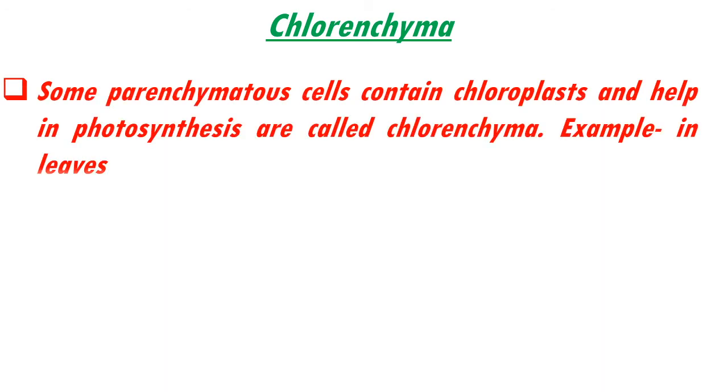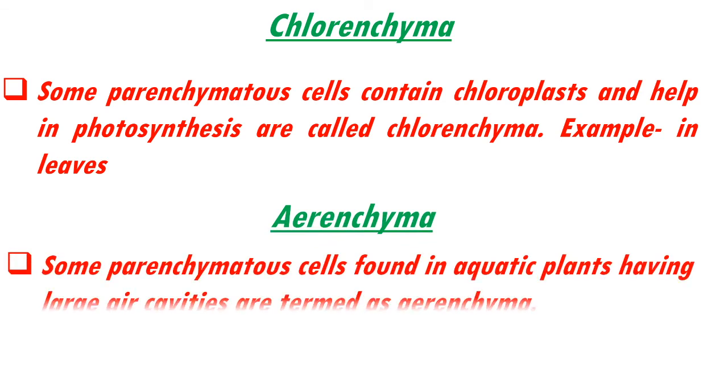Some parenchymatous cells contain chloroplast and help in photosynthesis. They are called chlorenchyma, for example in leaves. Some parenchymatous cells found in aquatic plants have large air cavities. They are termed aerenchyma.